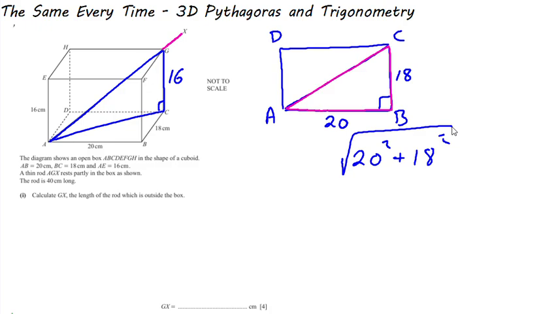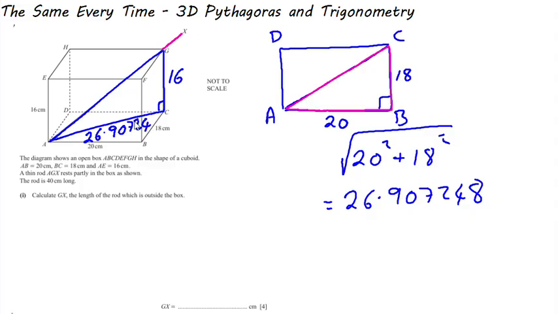So 20 squared plus 18 squared and square root of that gives me this. So that's going to be 26.907248. And that's the length from A to C. Keep that on your calculator. Never use a rounded answer in a calculation, because that's how you might go wrong.